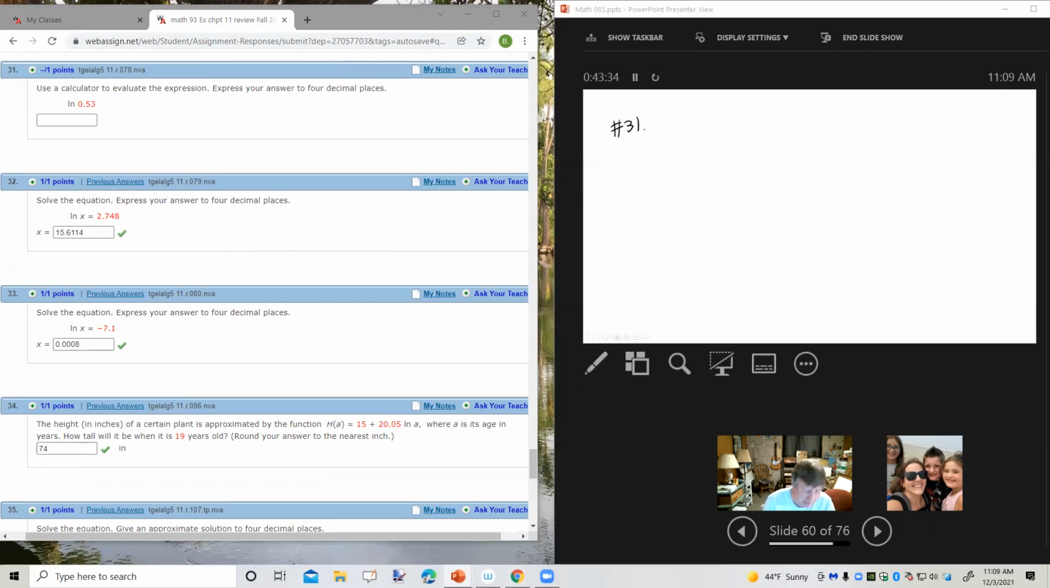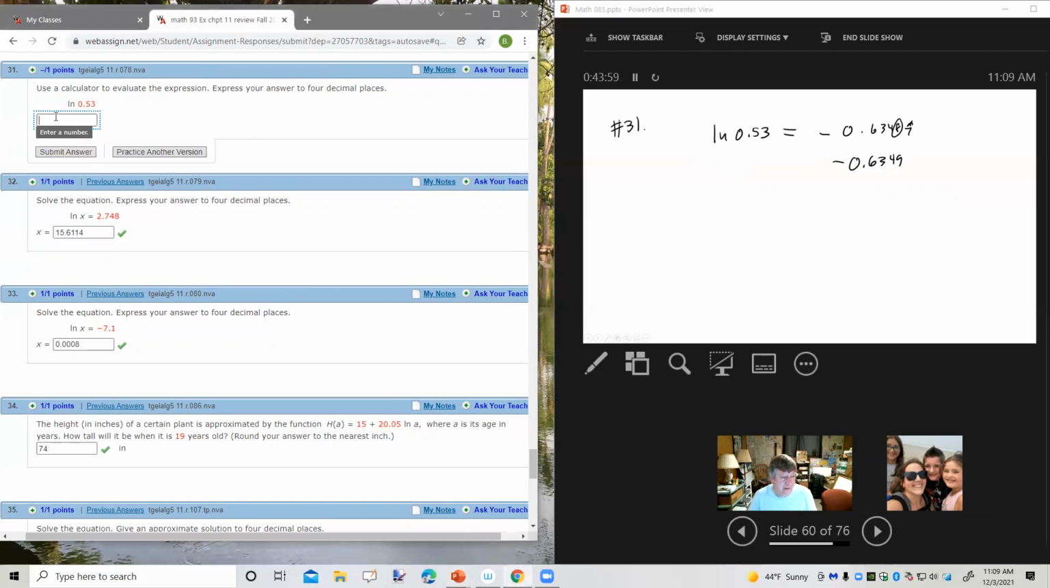Number 31. Use a calculator to evaluate the natural log of 0.53. We can just put that right into the calculator. Natural log of 0.53, close it up. Negative 0.6348. So the 7 would round up, negative 0.6349. Don't forget that negative sign. Negative 0.6349.